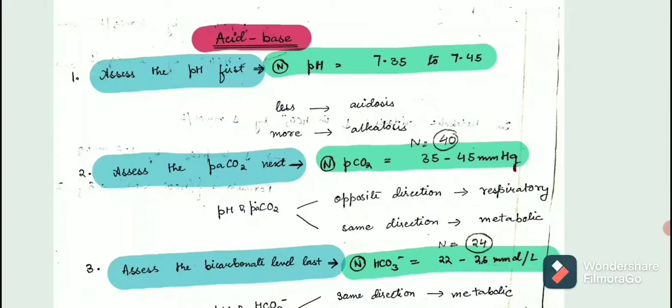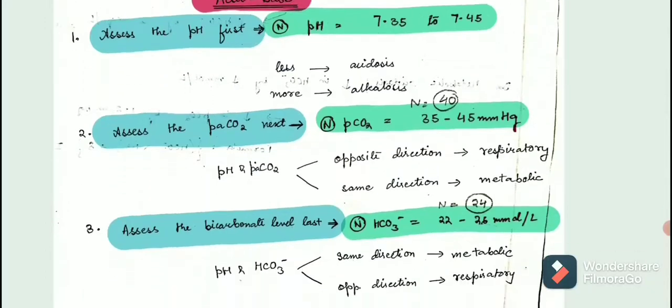If the pH and PaCO2 are in opposite direction, that is, if pH is decreasing and PCO2 is increasing, then we call this the opposite direction, and the cause is respiratory. And if they are in the same direction, that is pH is decreasing and PaCO2 is also decreasing, then we find that the cause is metabolic, that is metabolic alkalosis.